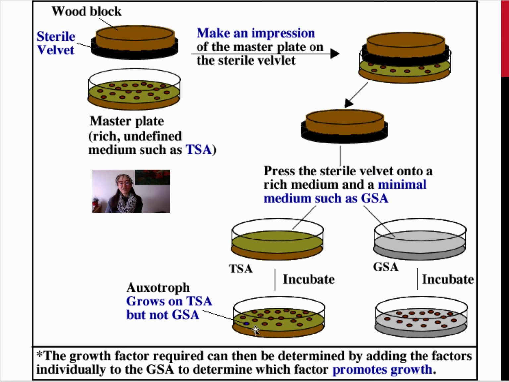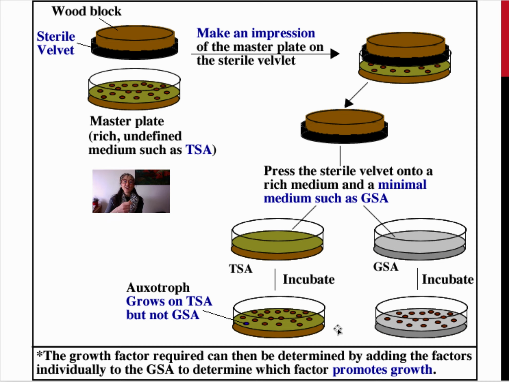So we can now find this little guy, we can pick it up off the TSA and say, you little one were the one that didn't grow on the GSA, but you did grow on the TSA. Looks like you lack the ability to biosynthesize something. Of course, with this method, we don't know what it lacks the ability to biosynthesize. That sounds like a job for a grad student, right?